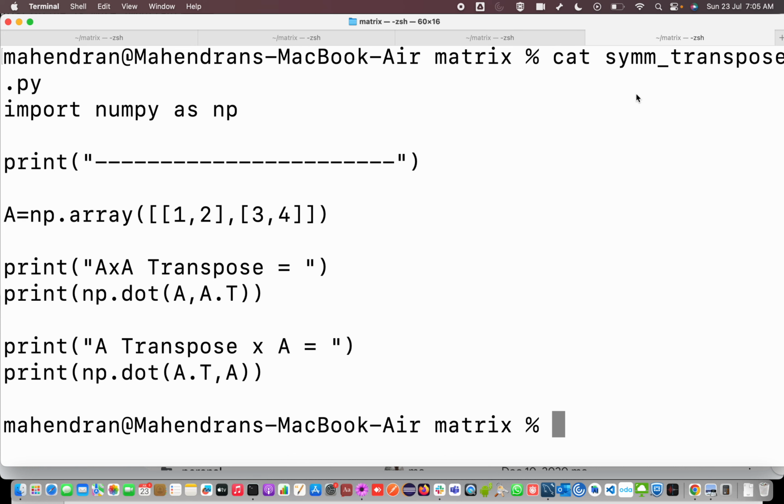To verify if A into A transpose and A transpose into A both give the same answer or not. Okay, so I have a small 2 by 2 matrix A. I calculate A into A transpose. I calculate A transpose into A.